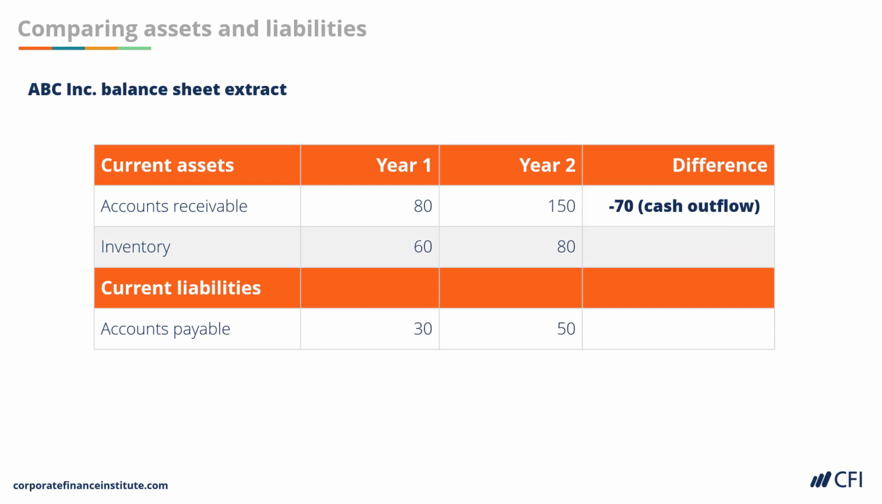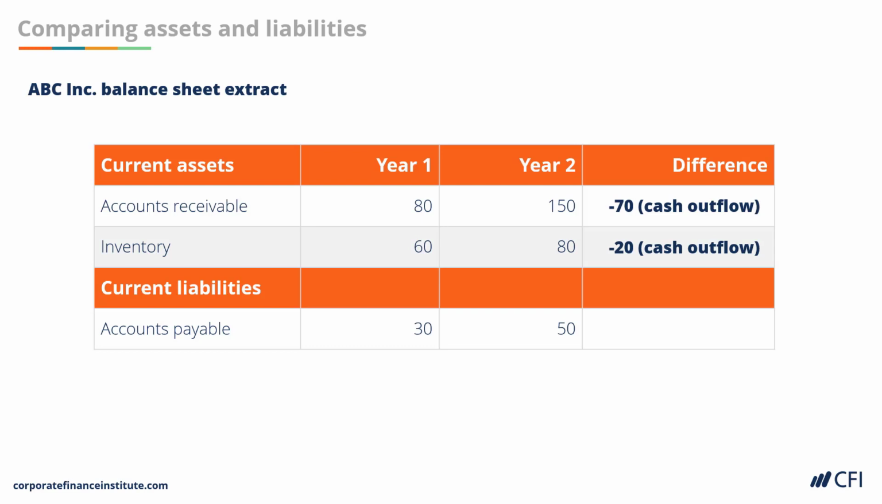Recall that if a company has a higher accounts receivable balance, it represents more revenue that the company has not received cash payment for. Therefore, it's a drain on cash flow. Moving on to inventory, the company's inventory balance increased from 60 to 80. The difference of 20 is also shown as a cash outflow, with similar logic to accounts receivable. If a company has a higher inventory balance, it has more cash that's been tied up in inventory and has not been sold yet, so it's also a drain on cash flow.